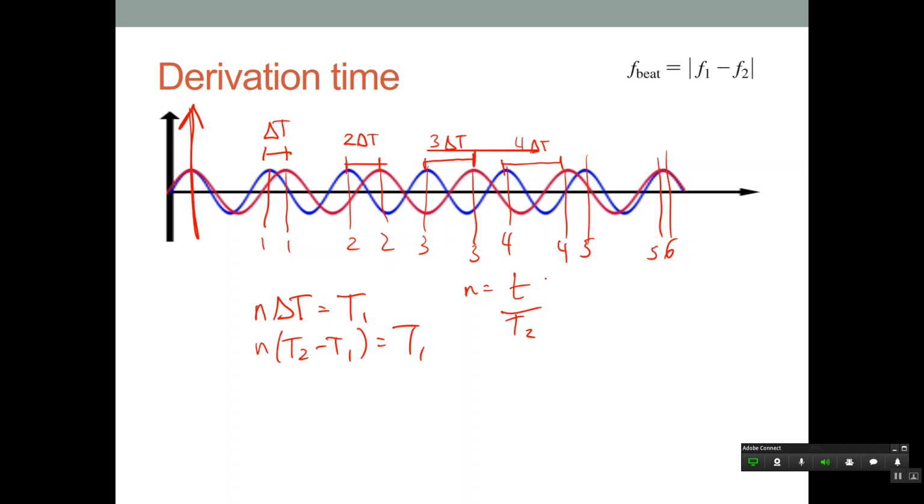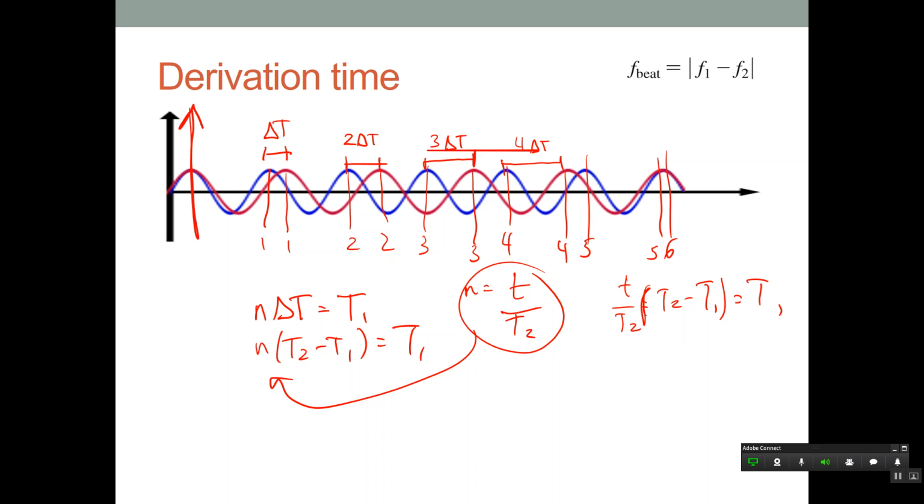And I can replace that into my first equation here and get that t over t2, multiplied by t2 minus t1, is equal to t1. So n is, you understand it in this context, that it takes n amount of cycles for it to re-reach back into its phase. Right, so that part's clear.